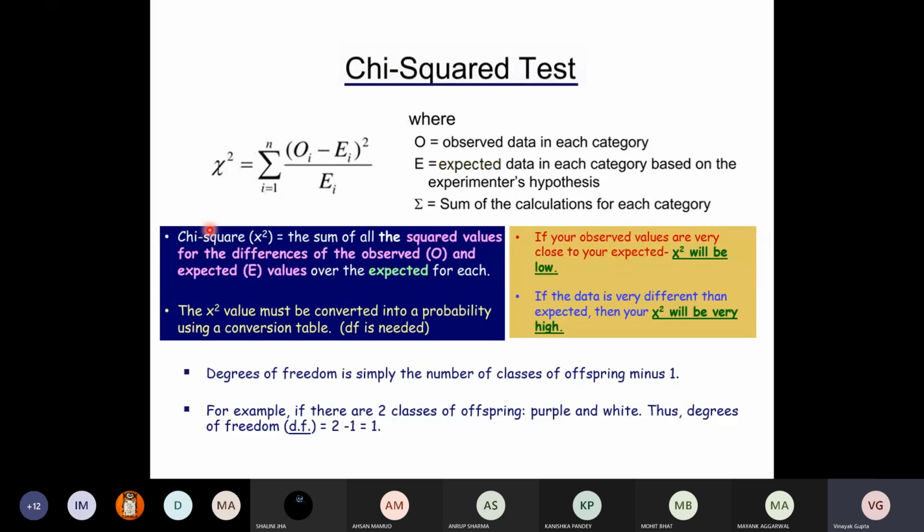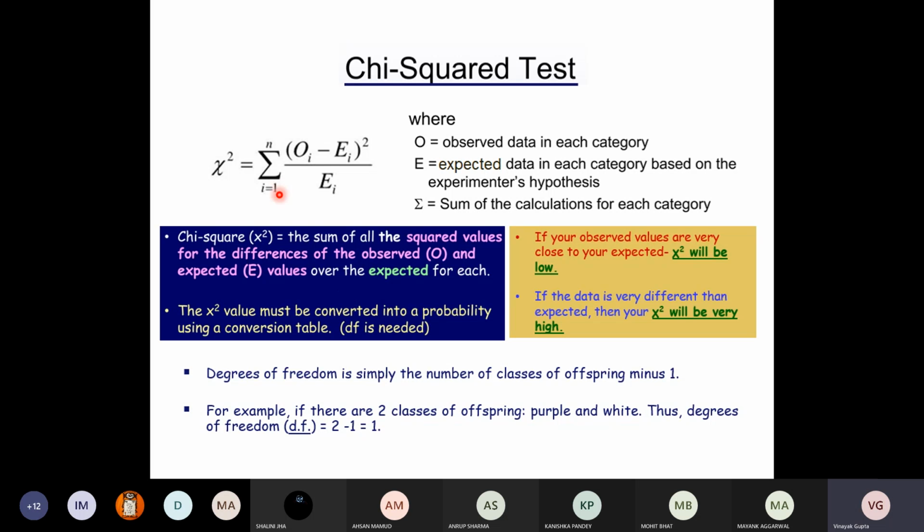Did you note down the formula? Yes, sir. Okay, so whenever you see a problem with respect to chi-square test or goodness of fit test, you should make a table. In a column you should write observed value, in the second column you should write expected value, then in the third column you should write observed minus expected squared, and then in the last column you should calculate this value. Then you will do the sum of all those values, and that is going to be the chi-square value.